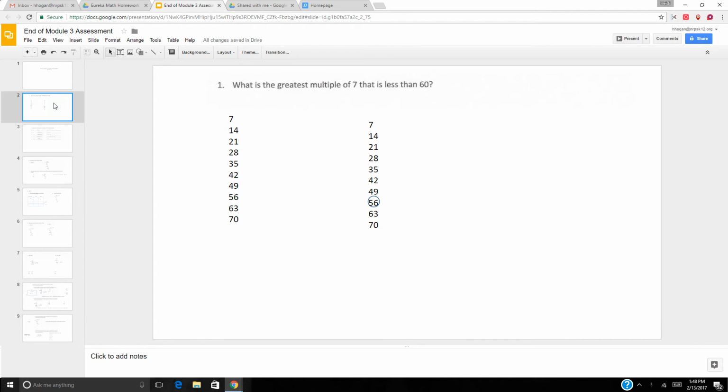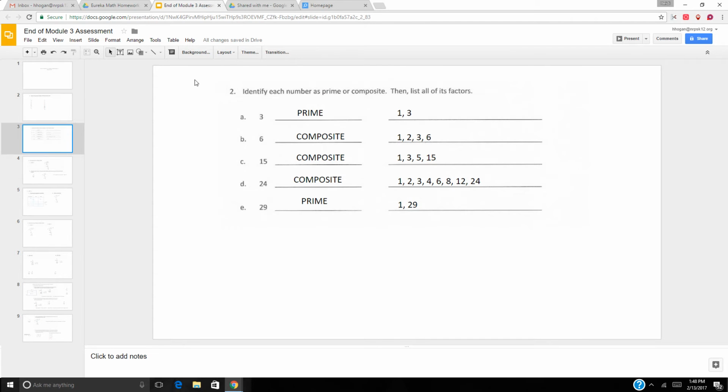So let's begin. The first question asks you, what is the greatest multiple of 7 that is less than 60? So obviously you have to write down the multiples of 7 and make sure you do them properly. And then go down to the greatest one that is less than 60. Well, we have 63. So the greatest that is less than 60 is 56. So we would circle that.